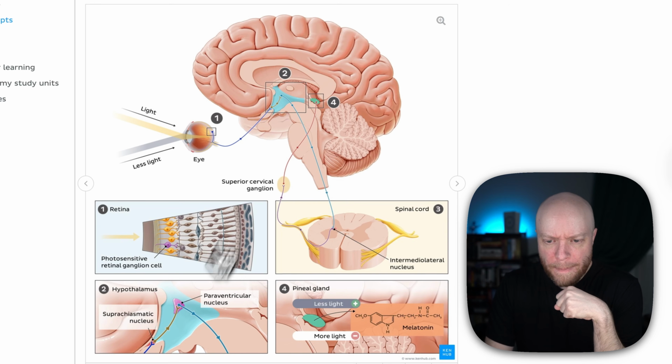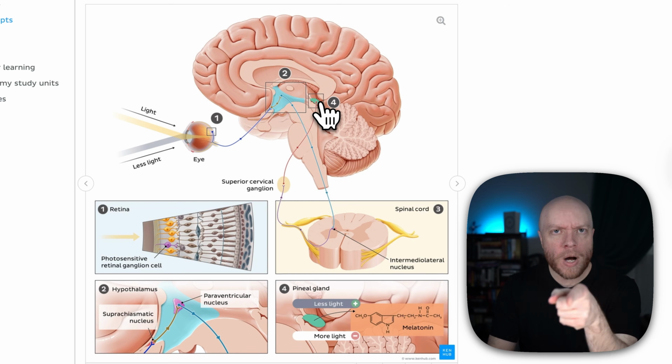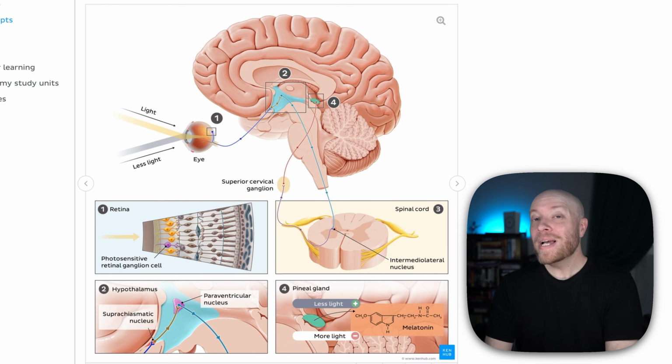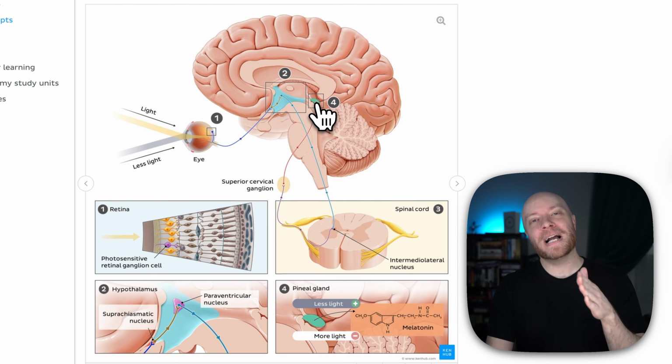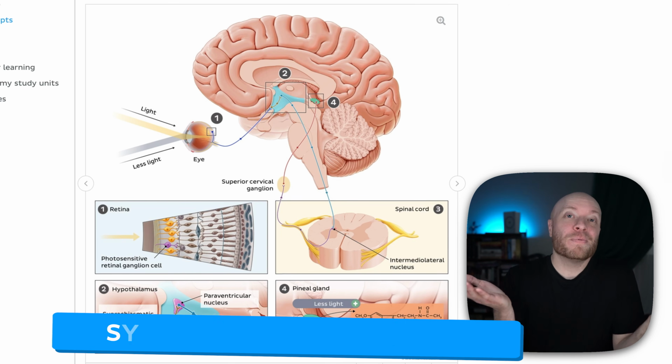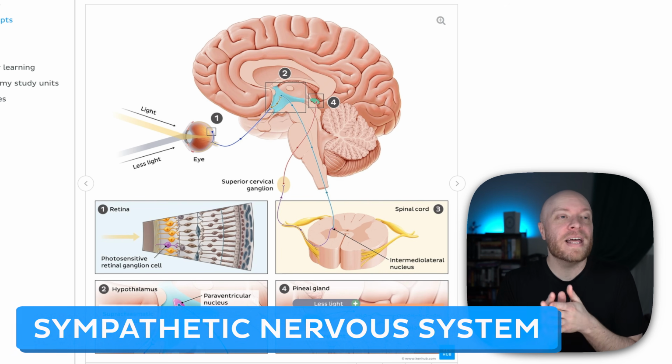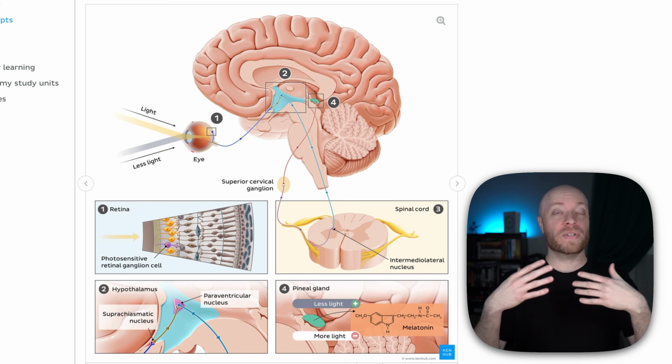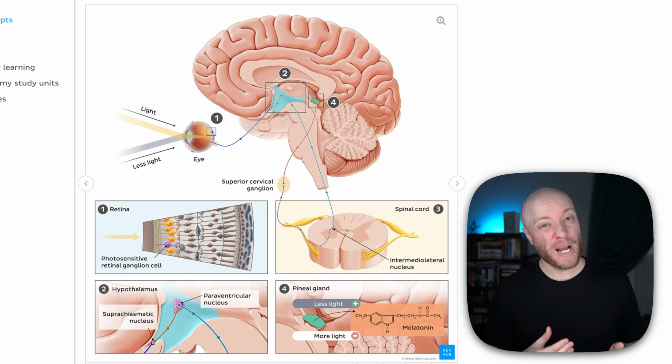Okay, so we'll just go from that paraventricular nucleus and we'll just come over here. Well, no, you were wrong. That is not allowed. We got to take a pretty intense detour, and that is because the pineal gland is regulated through the sympathetic nervous system. And that means everything with the sympathetic nervous system has to go through the spinal cord.